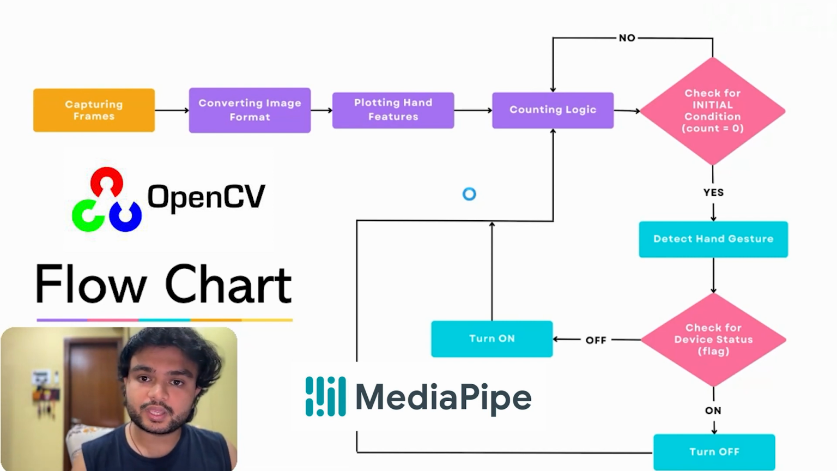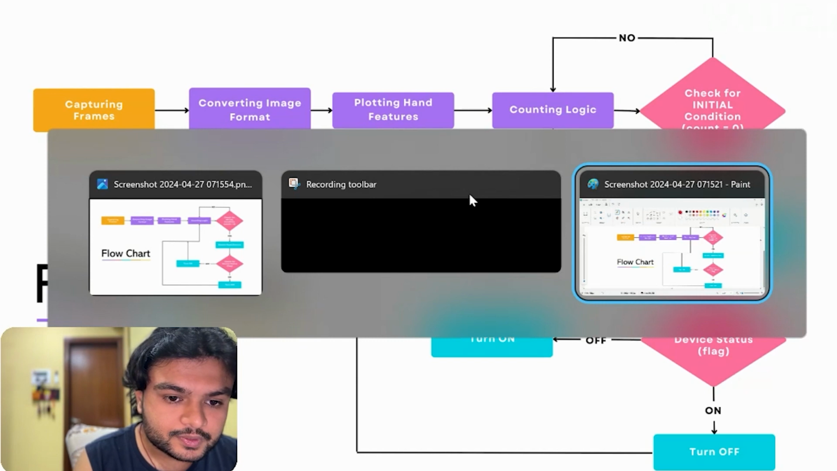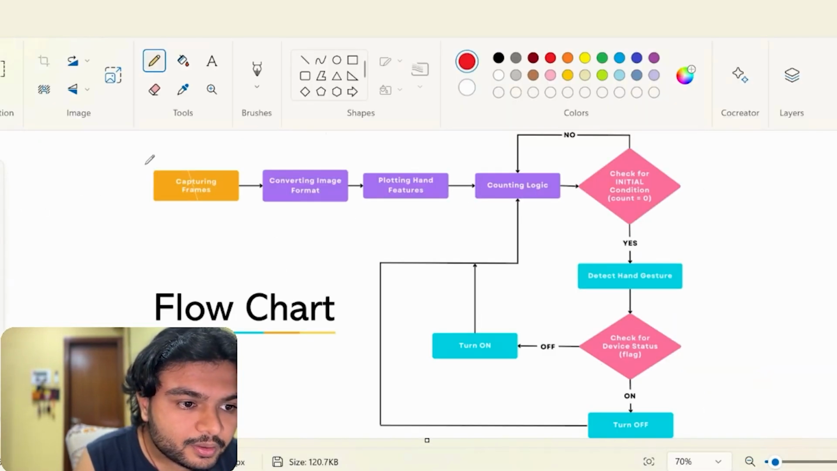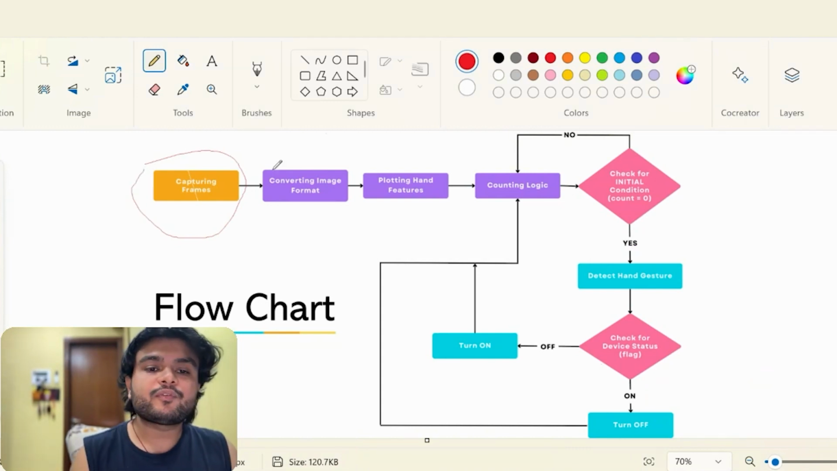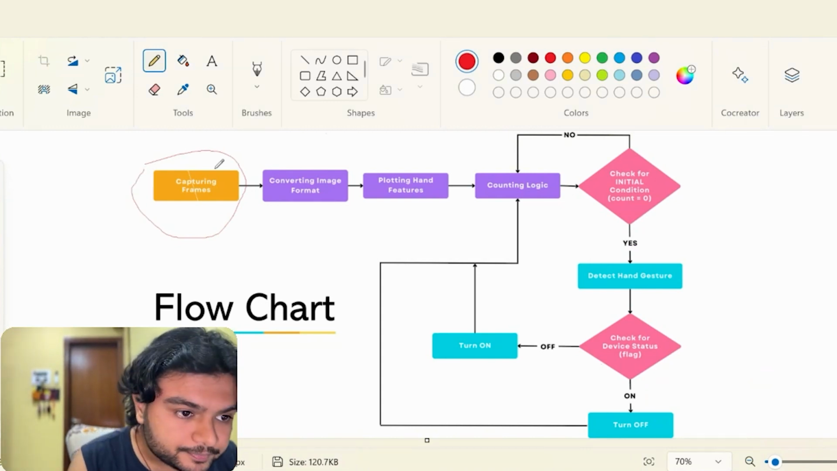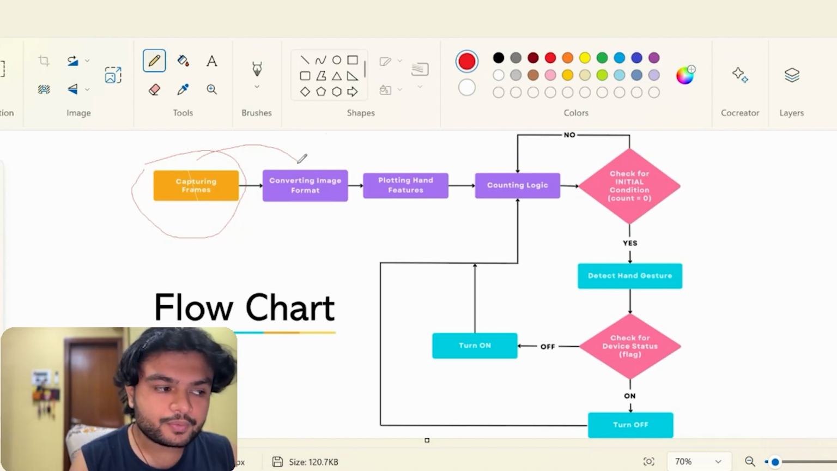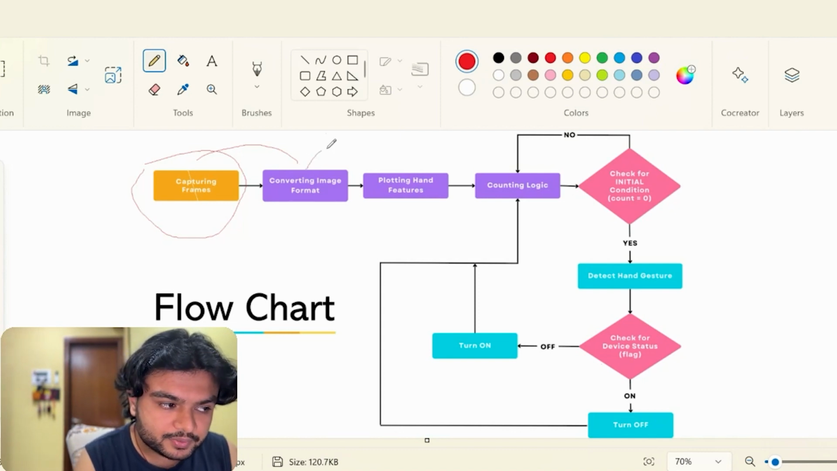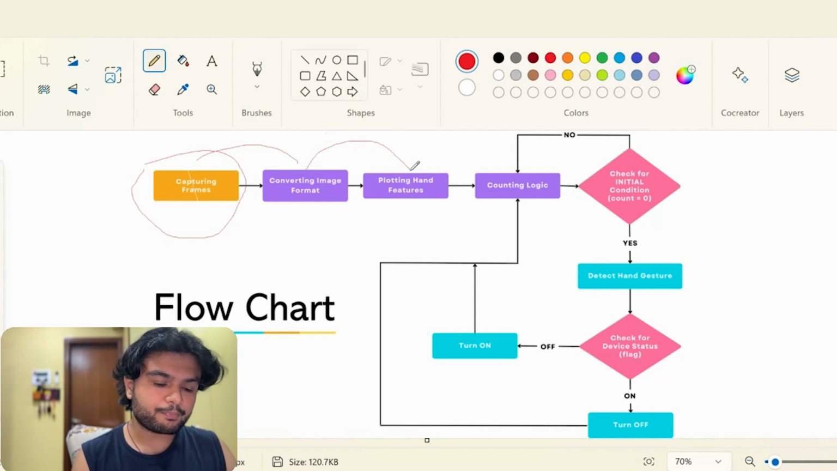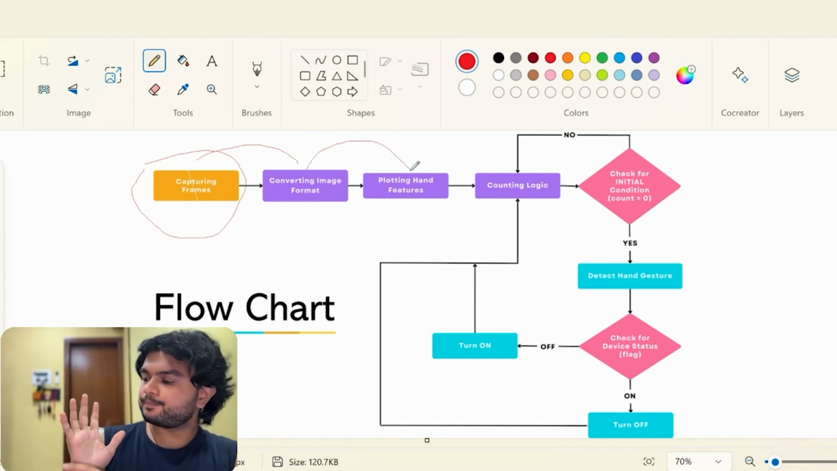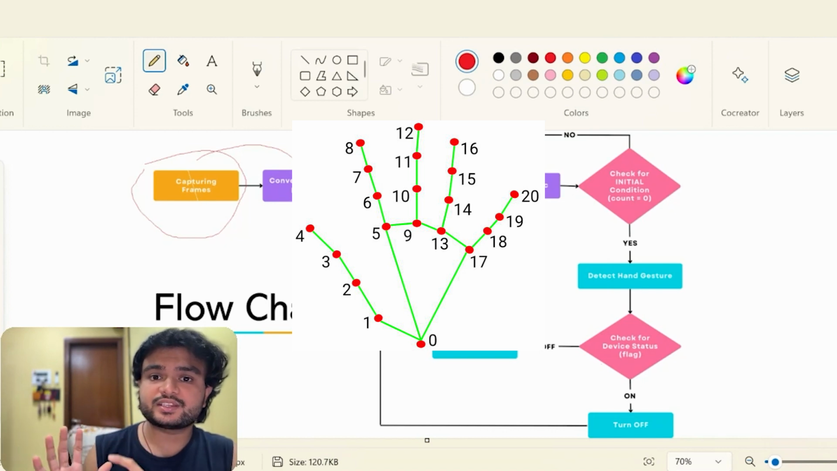I will now explain the working of the product with the help of a flowchart. This is the first step where we capture the image with the help of OpenCV. Then moving on to step 2, here the image format is converted. What is that? OpenCV captures images in BGR format, but MediaPipe does not understand BGR format. It only understands RGB format. So for MediaPipe to understand the file, it needs to be converted from BGR to RGB. This is done in step 2. Then we move on to step 3. In step 3, MediaPipe is used to plot hand gestures. MediaPipe plots a set of points on your hands which is used for hand gesture recognition.